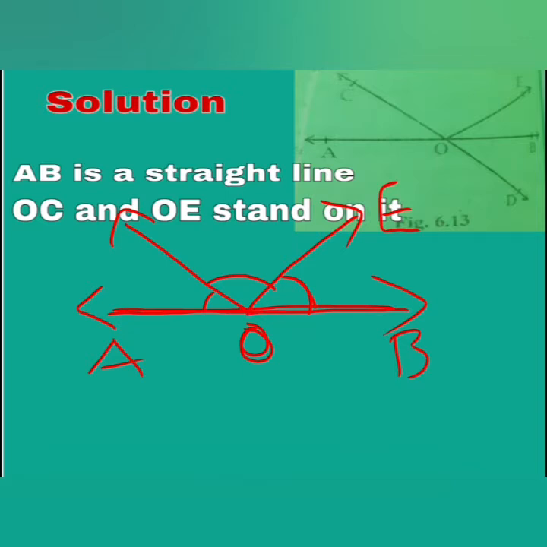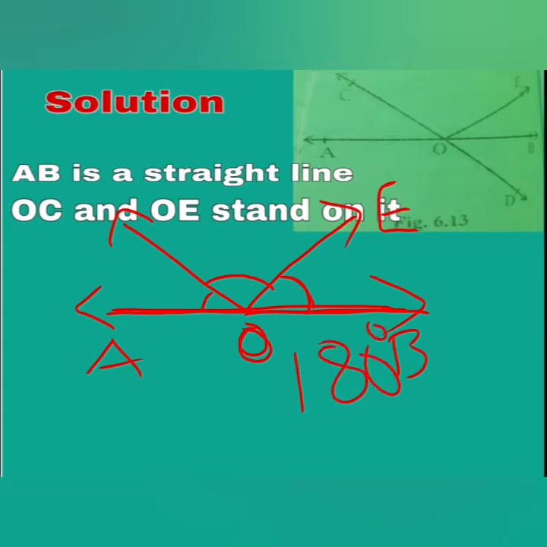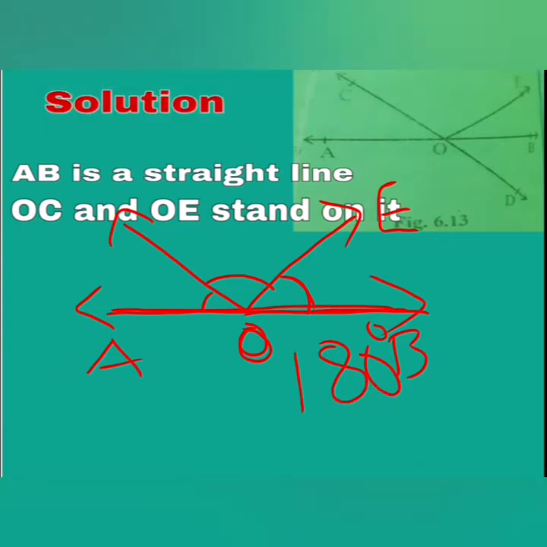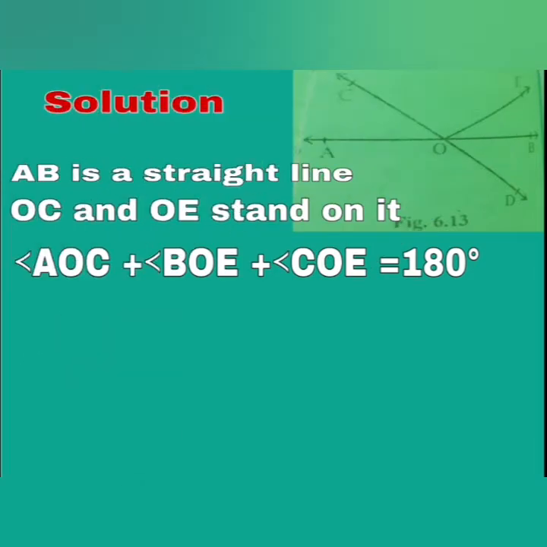A straight line always has a straight angle, which is always equal to 180 degree. Whenever you are solving the exercise question, just remember this thing. Keep this in your mind. Now, as I said, it is divided into 3 angles. The sum of all the 3 angles is equal to 180 degree, because AB is a straight line, and on the straight line you will always get a straight angle. Straight angle means its measurement is equal to 180 degrees.